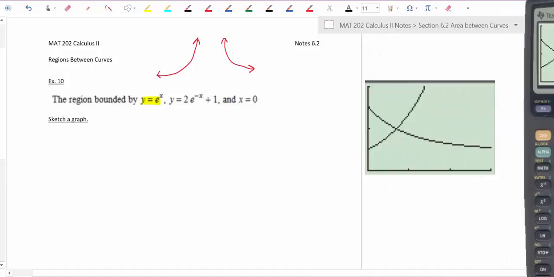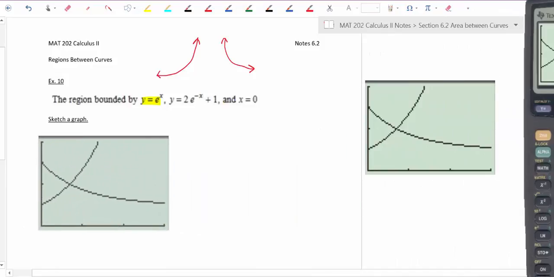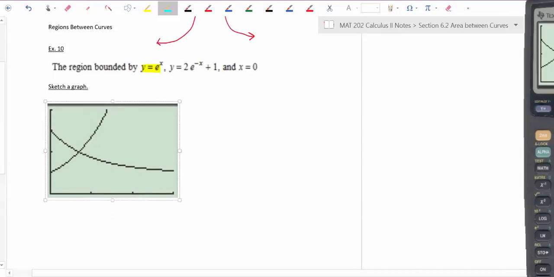and I'll put the calculator to the side here for a minute, and then we'll consider what's going on in the problem. Okay, so I'm going to label this. This is y equals e to the x would be that curve, and then this curve is y equals 2e to the negative x plus 1, and we are going to be looking at this shaded region right there.